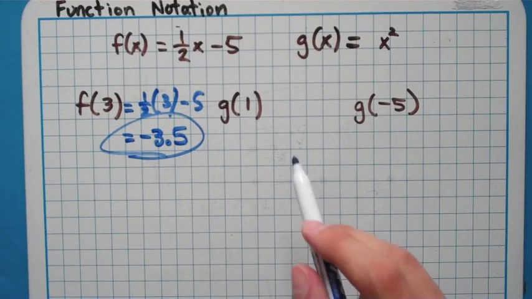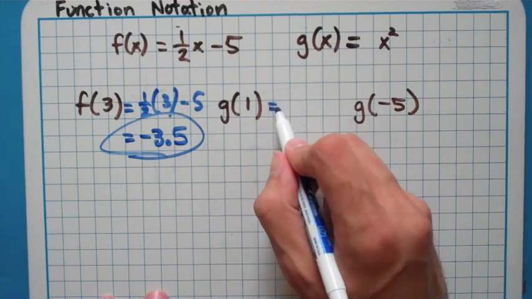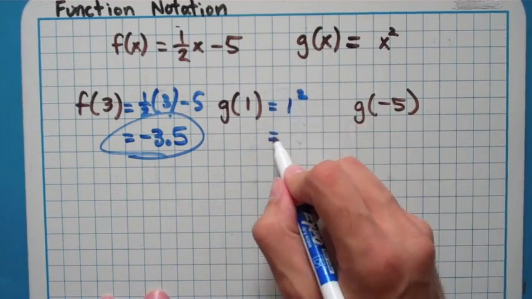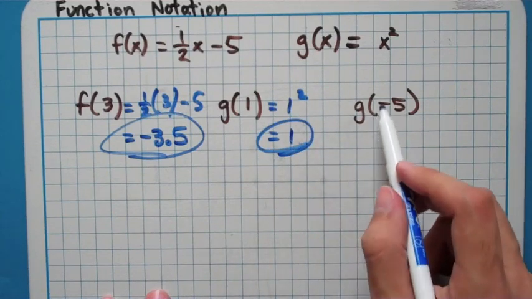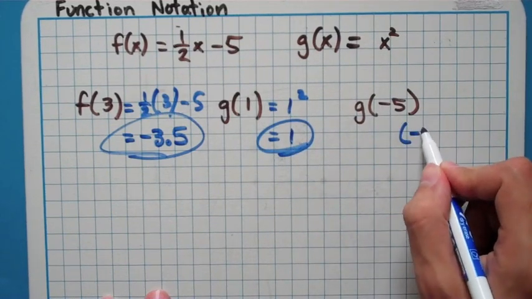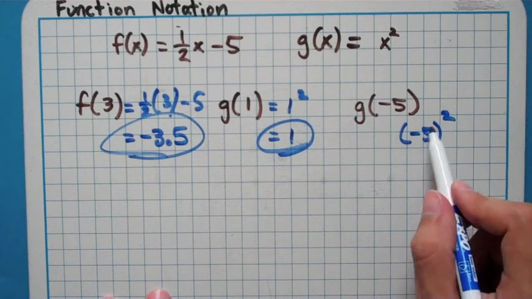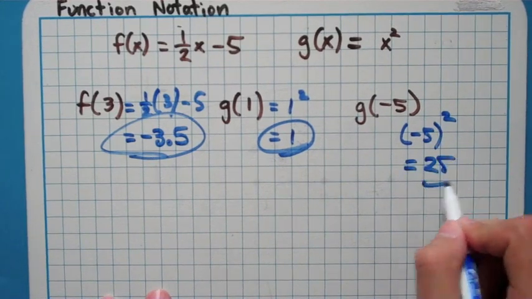That's fine too. G of 1, you plug in a 1 right here, you get 1 squared, which is equal to 1. And g of -5, when you plug in a -5, remember it goes in parentheses. -5 squared is a positive 25.